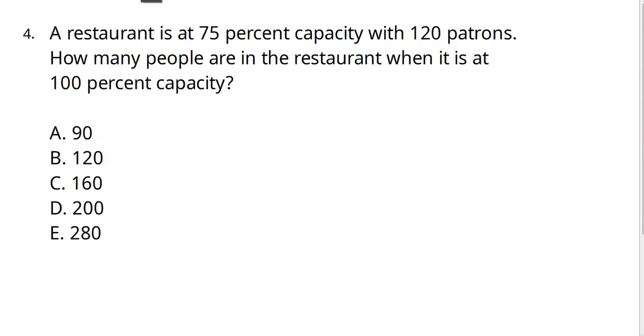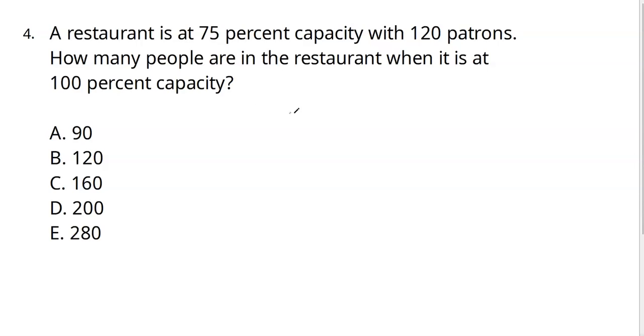Let's look at question 4. It says a restaurant is at 75% capacity with 100 patrons. Patrons, I think that's just like people. So how many people are in the restaurant when it is 100% capacity?